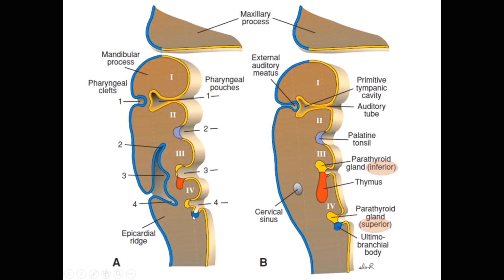Your third and fourth pouches derive different organs. So your thymus is derived from the ventral portion of your third pouch. The thymus develops from there, and that's important for making T cells for your immune system.